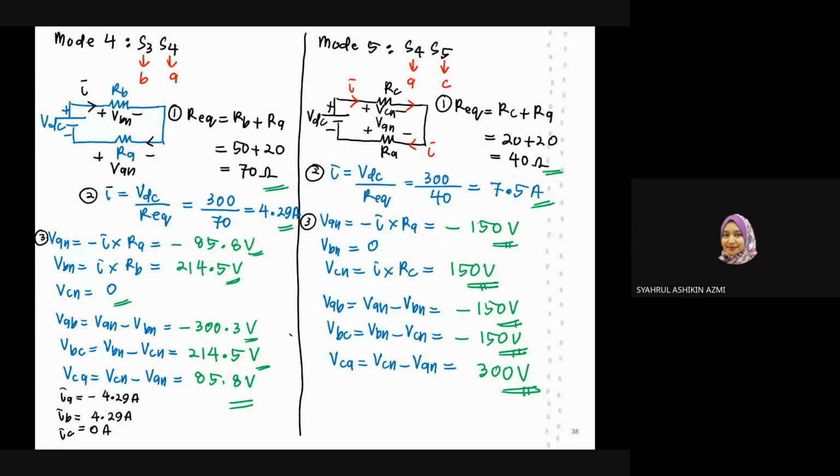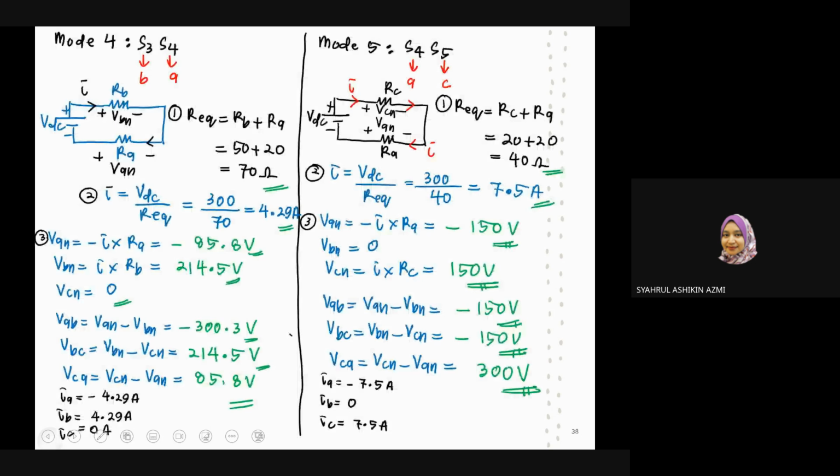VAN will be equal to negative 150, VBN 0, and VCN is positive 150 volt. Okay, and then we have our line-to-line voltage, VAB, VBC, and VCA. As for our current, IA will be equal to negative 7.5 ampere, IB will be equal to 0, and IC will be equal to 7.5 ampere. So this is how you get the value for your phase voltage and phase current.